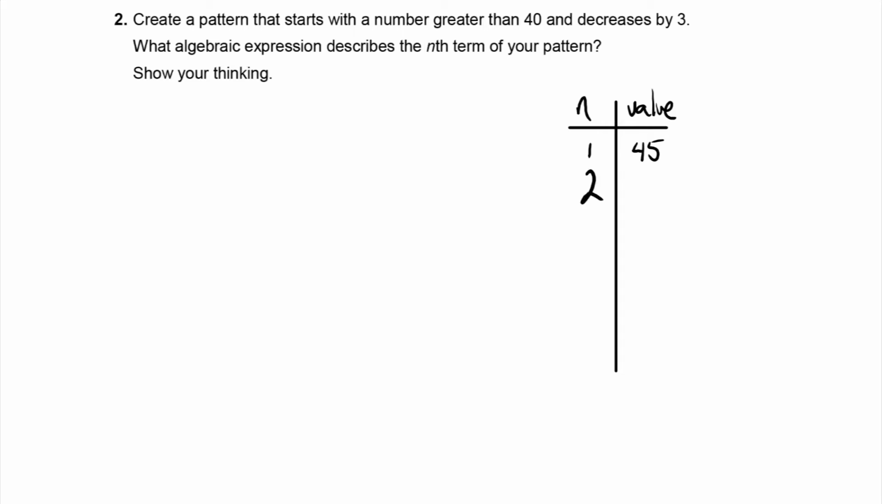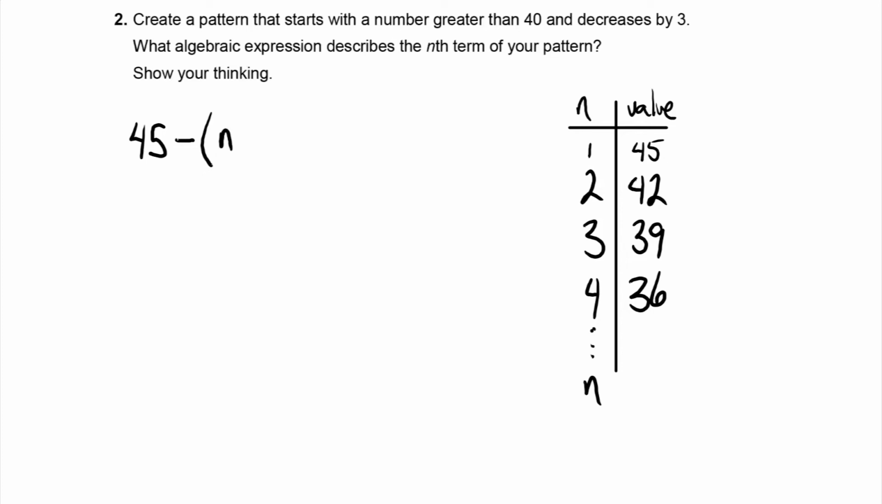The second term is going to decrease by 3, so that takes us down to 42. The third term, if I decrease 42 by 3, will take me to 39. The fourth term is 36, and so on, till I get down to n. So if we take the value of the third term again, I know I started with 45, so that's my initial value, and I'm subtracting some number. In this case, I'm always going to say n minus 1 times 3, and let's see if that works out.